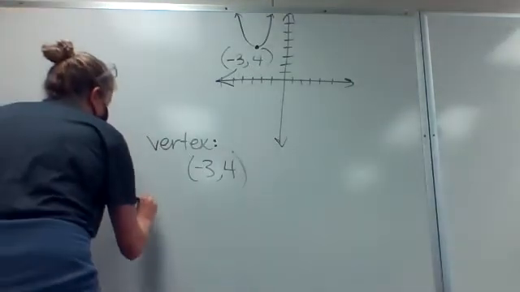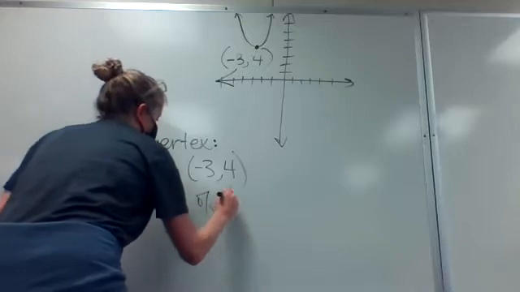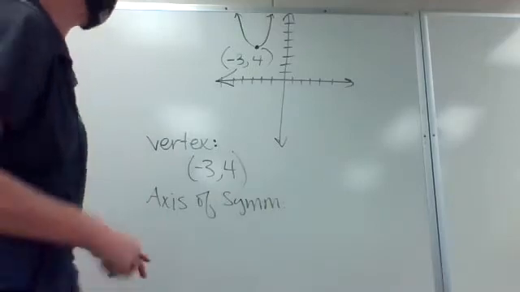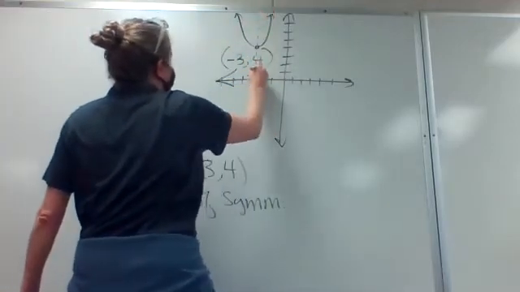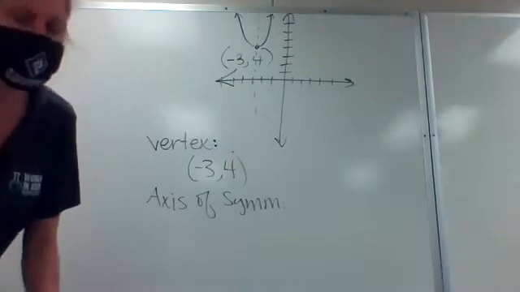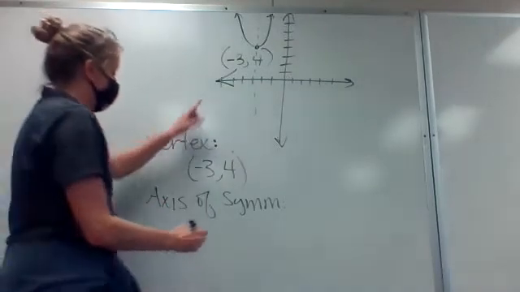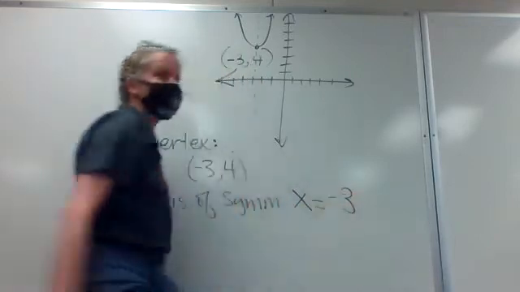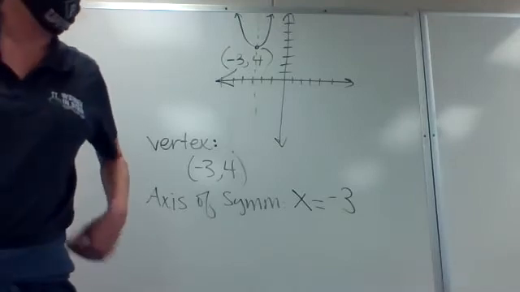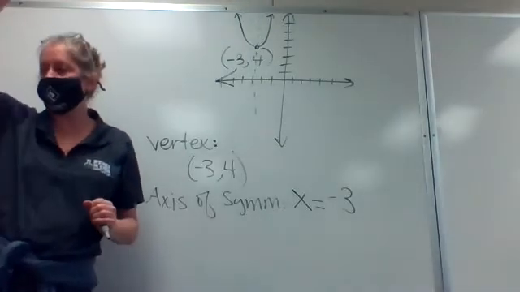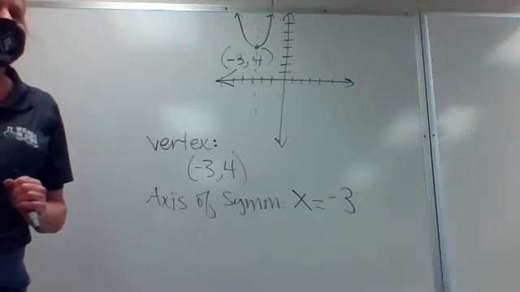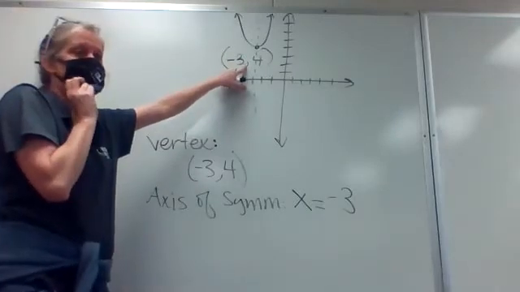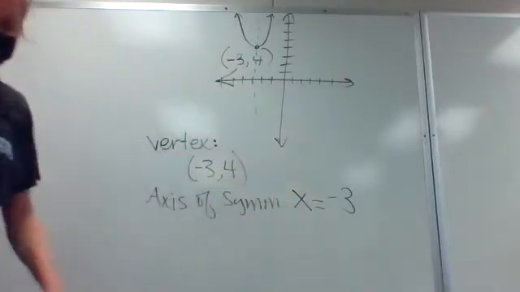The axis of symmetry is the next question. So remember, the axis of symmetry is going to be a vertical line, so it's going to come in equation form. And what is the axis of symmetry here? X equals -3. Right? Because every point on that vertical line that cuts this parabola in half is to the left 3. So whatever the x is in the vertex is going to be that axis of symmetry equation.